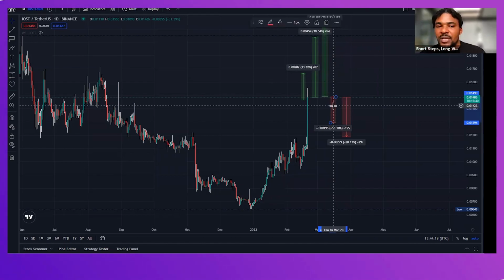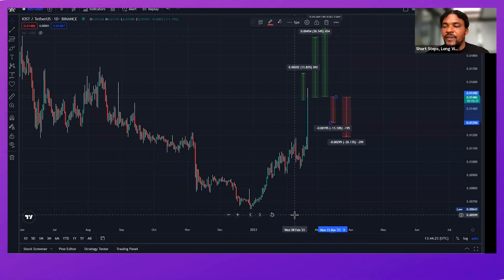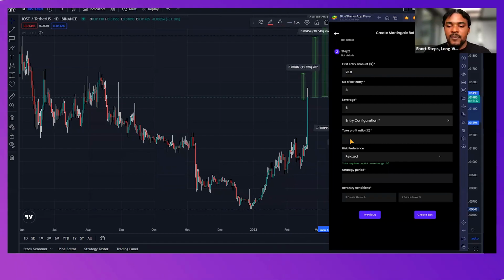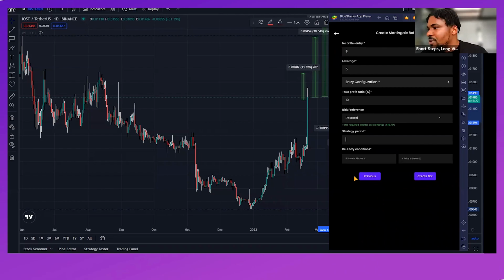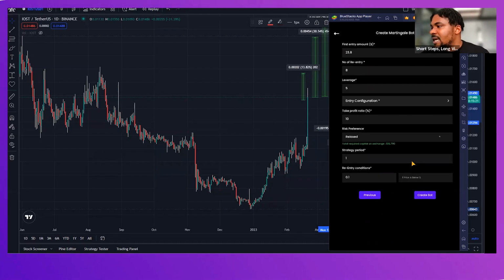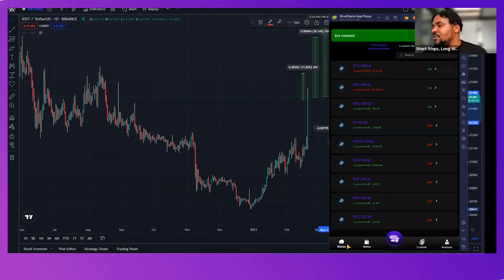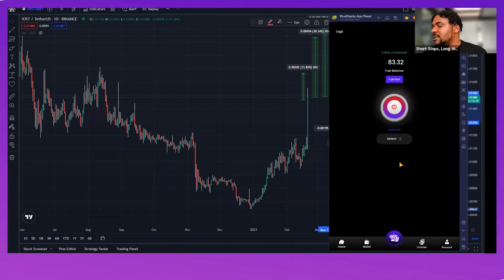So we're looking at 13% here. So I'm going to be creating this IOST to run on a 10% full take profit, meaning 100% of my capital. So IOST runs on the 10% take profit. Strategy period is just going to be 1 because it's just going to be a one-time trade outside the zone, and we'll be done with that. Now to review where the market is going. So I create my bots. Perfect. So let's go over to starting the bots.